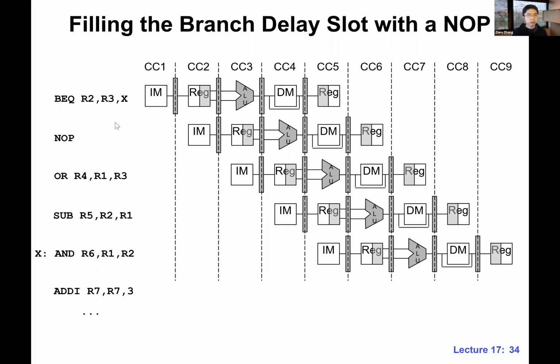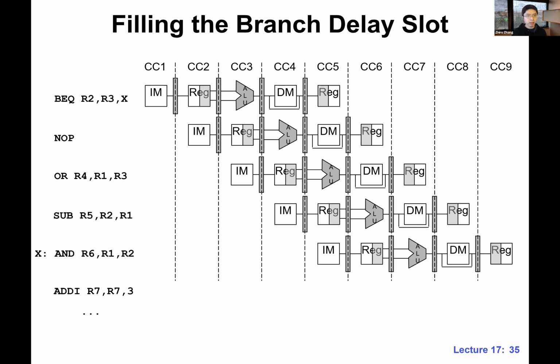Just want to make sure that you guys are clear, right? If the branch is taken, we jump to X. We jump to this instruction, and then we do AND and addi. Otherwise we do OR, sub, and addi. So basically, addi is always executed, regardless whether the branch is taken or not taken. So basically, you guys are right. We can just move addi to the delay slot. Is it clear?